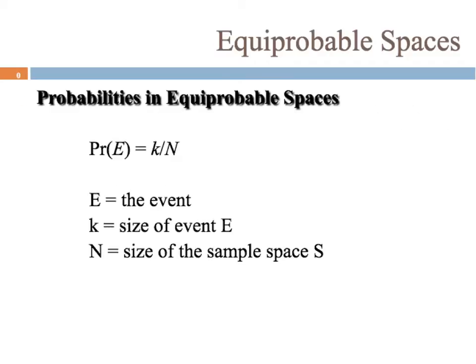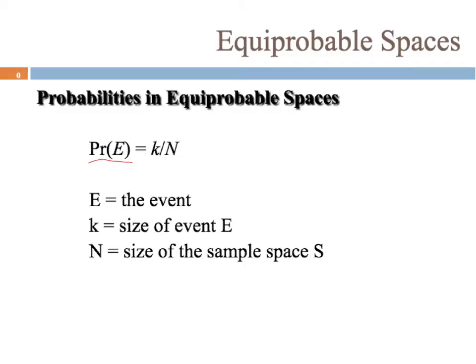The equation for finding the probability of any simple event is just k out of n. So k, the size of the event, e, and then n, the size of the sample space, so k divided by n. And we would denote that with PR of e, probability of the event happening.